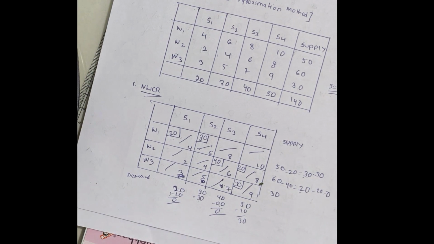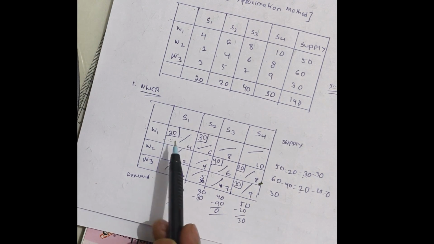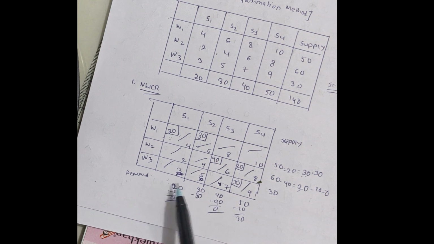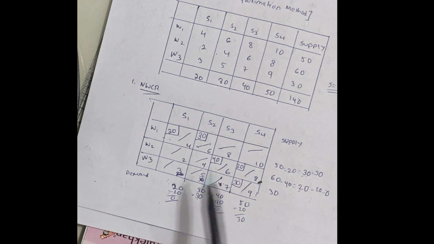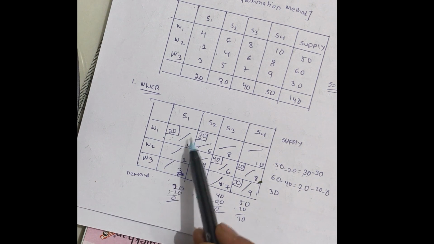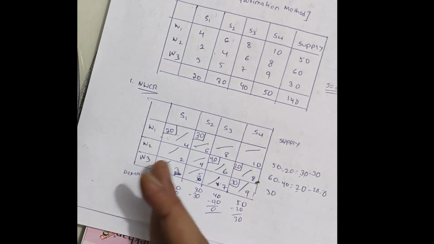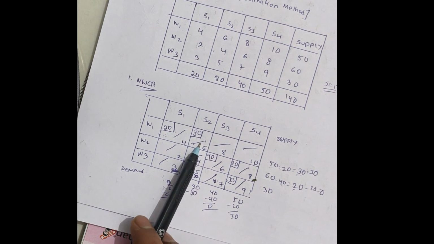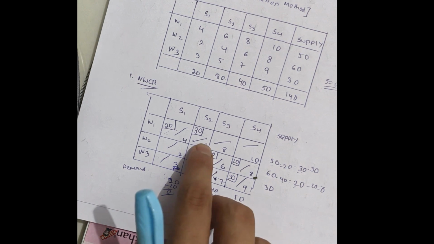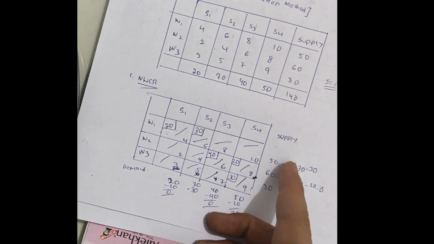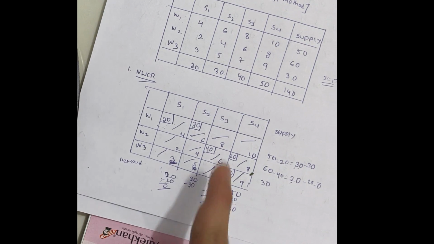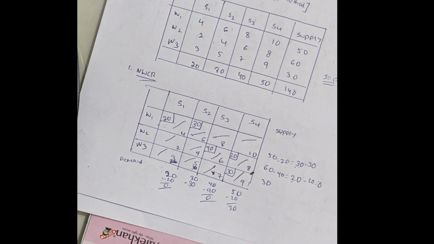You got it, right? What I have done: first I started from the northwest. I checked the supply and demand. Supply is 50 and demand is 20. I took the least one: 20 minus 20 is 0, 50 minus 20 is 30. Similarly, I cancelled the row and removed it. After this, the next northwest is this one. I checked that supply is 30 and demand is 30, so I have written 30. Like this we have done the first step.